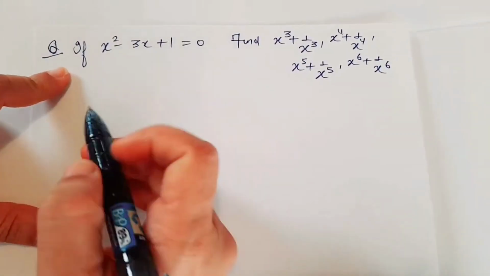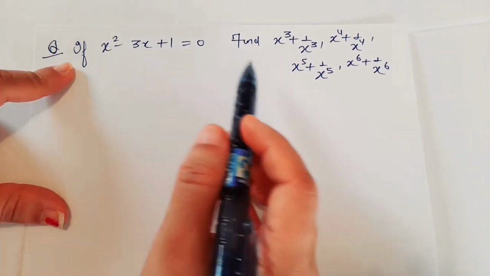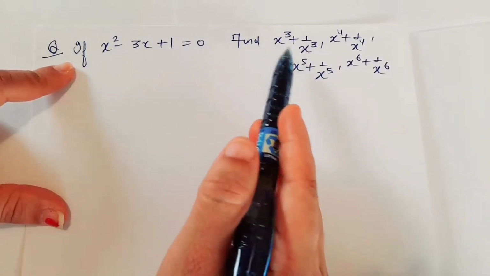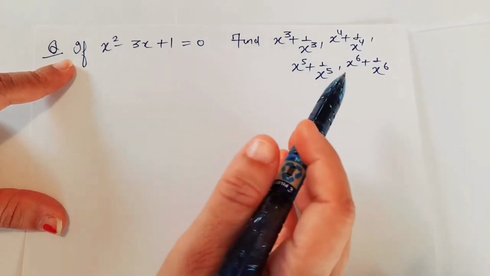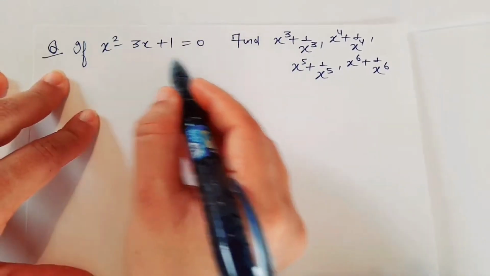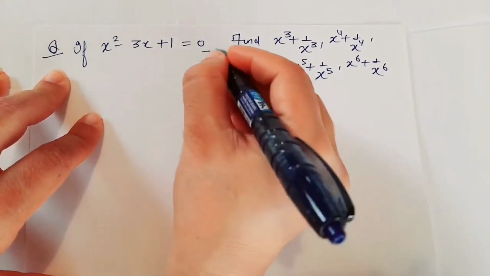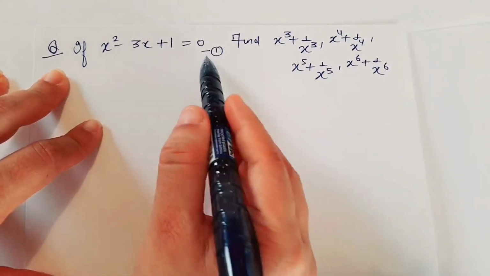So in this question we are given: if x square minus 3x plus 1 equals 0, we need to find the value of x cube plus 1 by x cube, x^4 plus 1 by x^4, and so on, these types of cases. So what is given, we will make use of this only. Suppose this is equation number 1. We are given x square minus 3x plus 1 equal to 0.